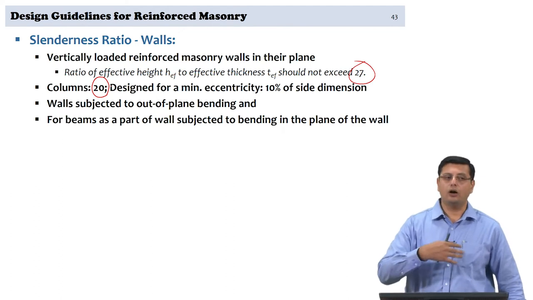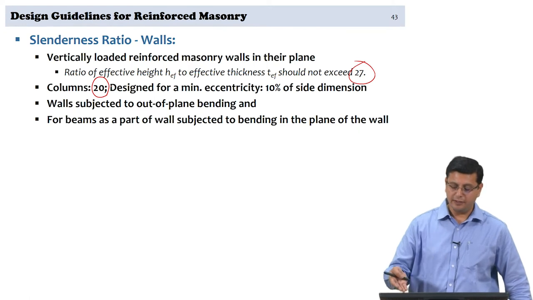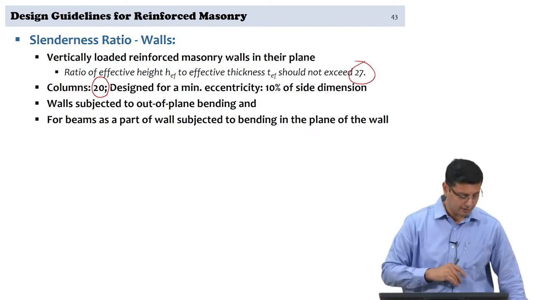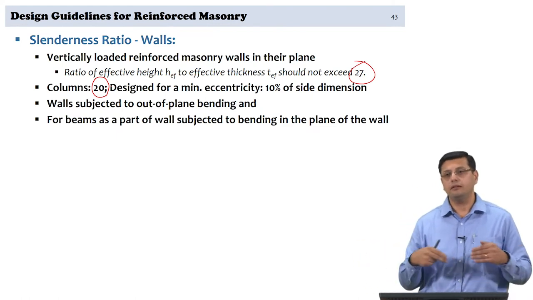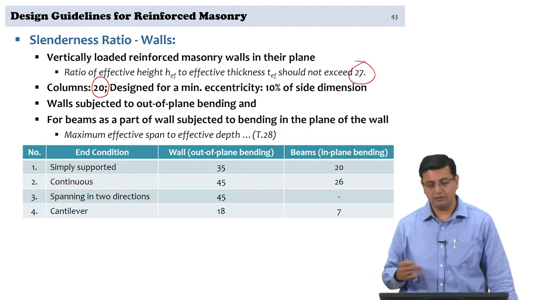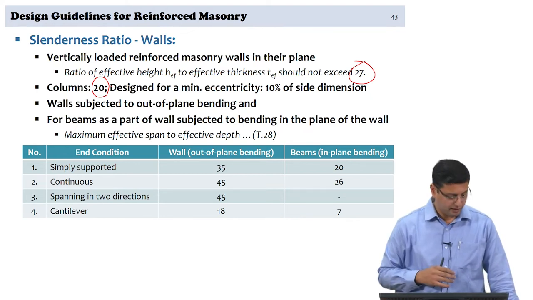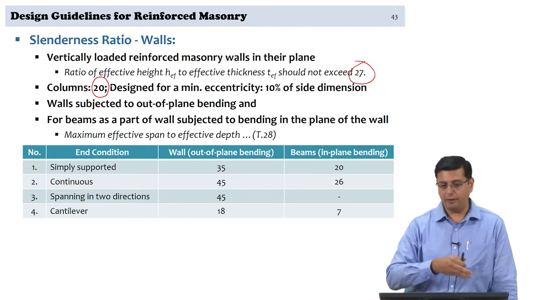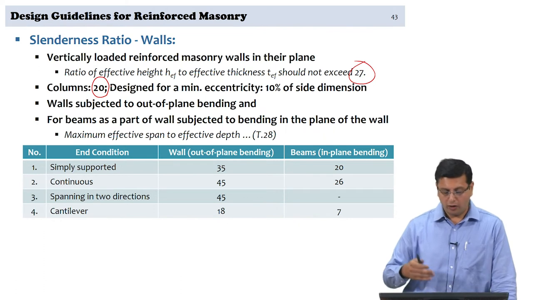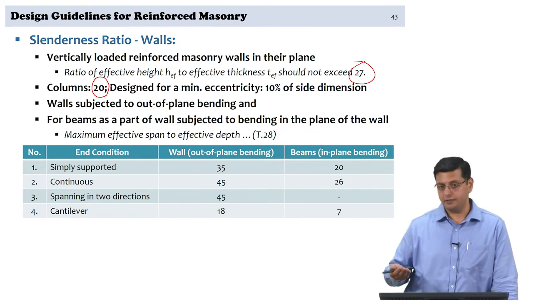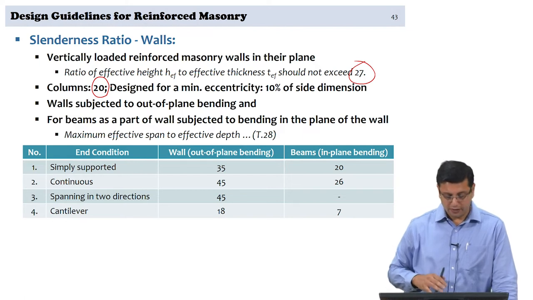If you are looking at a wall that is subjected to out of plane bending, the first one that we looked at with a limiting value of 27 for the slenderness ratio was for a vertically loaded wall. But if you are looking at a wall which is designed for bending to resist lateral forces, or a beam which is sitting in a wall and is subjected to bending in the plane of the wall, then you have to use the limits on the maximum effective span to effective depth ratio as prescribed by this table. You can see that depending on the boundary conditions, simply supported, continuous, to bending in two directions, when a wall is being considered for out of plane bending, we are accounting for higher slenderness ratios, or higher maximum effective span to effective depth, that you can consider for this sort of a wall.